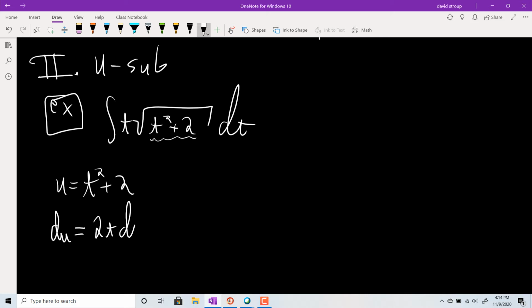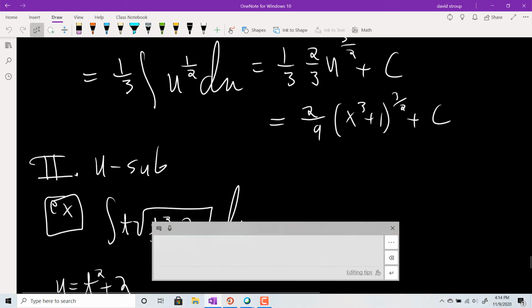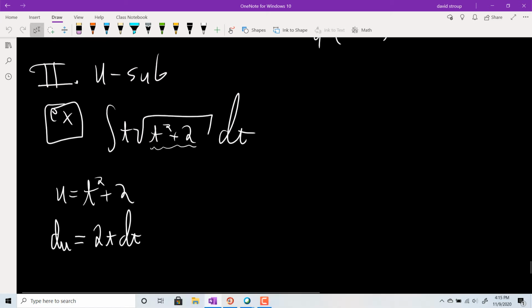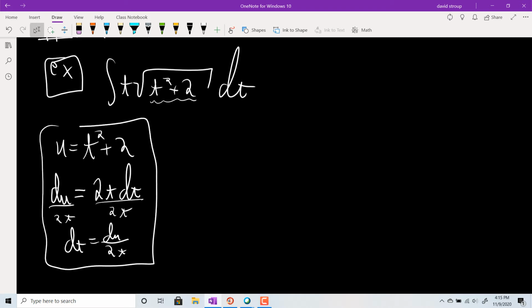Okay, so anyways, get the derivative of that in differential form, so that would just be 2t dt. But rather than guessing like I did in the last one, and saying, oh, I'm going to multiply by 1/3 and 3 and all that jazz, what I'm going to do instead is solve for dt. I'm going to divide both sides by 2t, and so dt is equal to du over 2t. Okay, and this is all my u sub material.